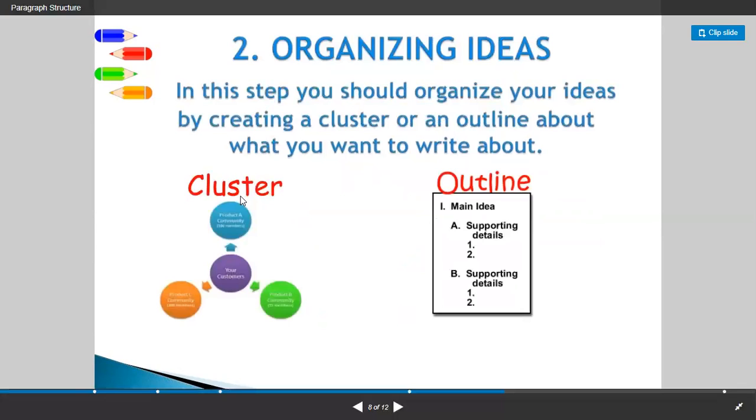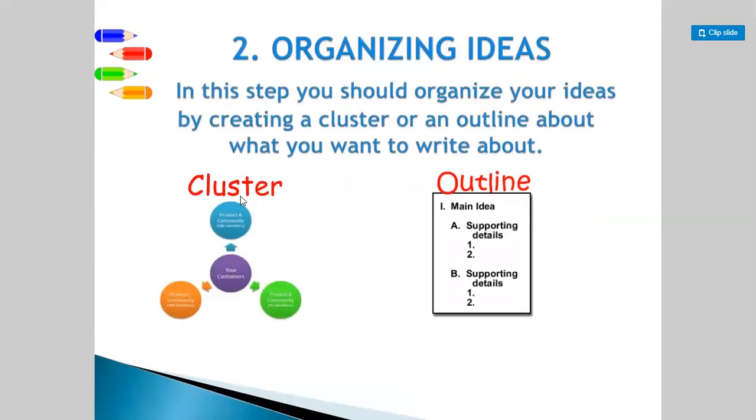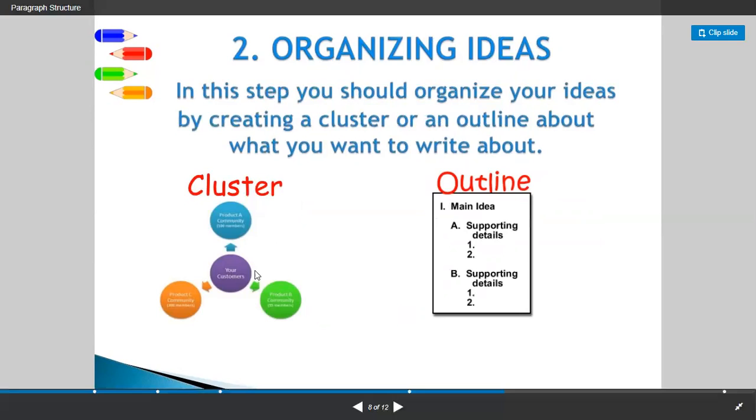The second step is organizing your ideas. You know the structure of the paragraph, so you need to make an outline. In this step, you organize your ideas by creating a cluster like here, or an outline. You can see here that the person wants to write the main idea in the first sentence, then two supporting details, then two more supporting details. You may do the same thing.